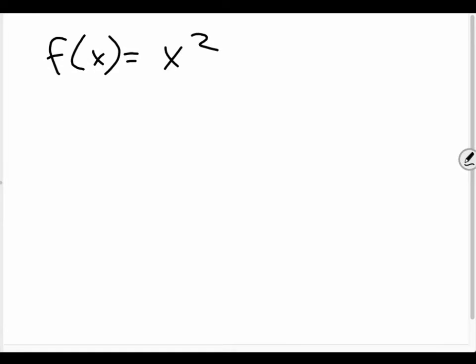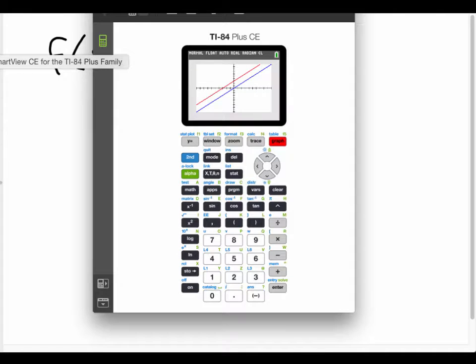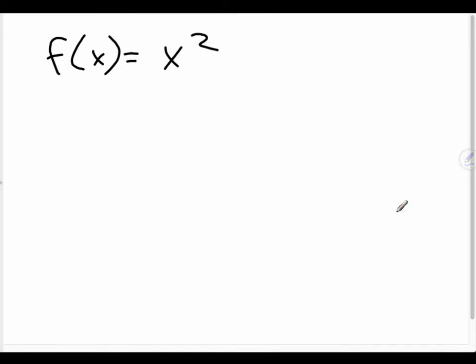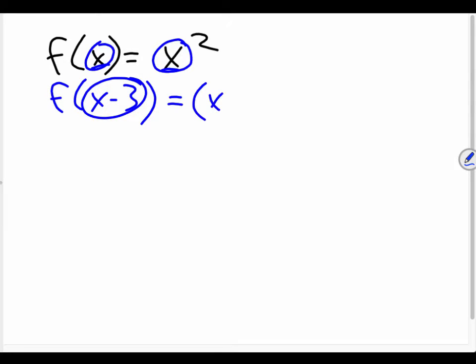equals x squared. All right, let's graph that, see what we end up with. So I'm going to clear out all of my, and I'm going to hit x squared. Now you guys should know from your Algebra 1 days that that's a parabola that has a vertex at the origin. So now what happens if I say f of x, this time I'm going to say minus 3 just for the fun of it. Well, wherever there's an x, I'm going to plug in x minus 3, so this would be x minus 3 squared.